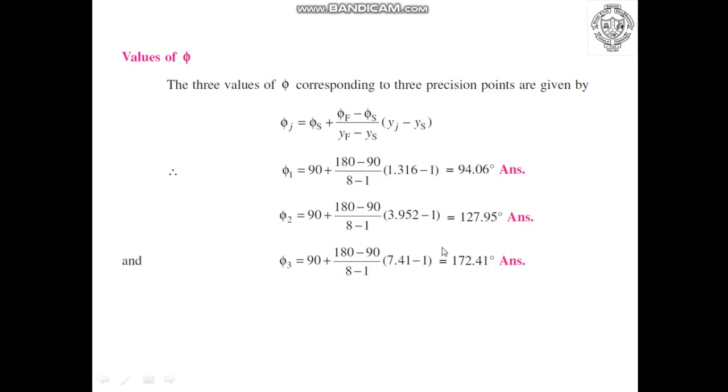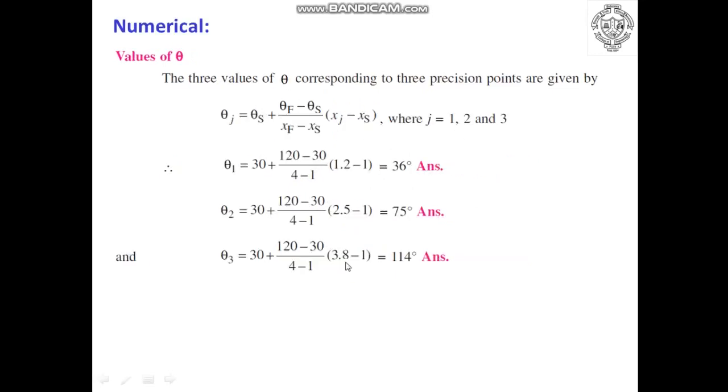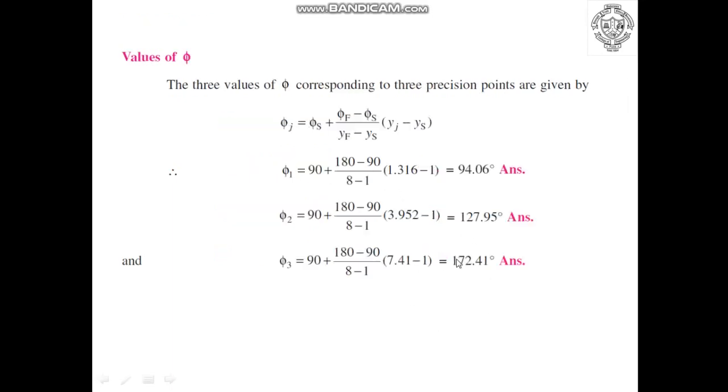So again if you compare the values for phi also, the lowest value is 90, which is phi s, and the highest value is phi f, which is 180 degrees. Your answer for phi 1, phi 2, phi 3 must fall between 90 and 180. Then and only then are your answers correct. If you are getting the value of any of the phi below 90 degrees or above 180 degrees, your answer is wrong. Similarly, if you observe for theta also, it should fall between 30 and 120. The answers 36, 75 and 114 fall between these two values. So the answers are correct. So this is how you should interpret your answers.